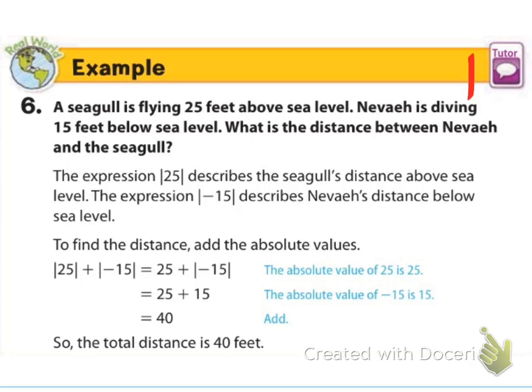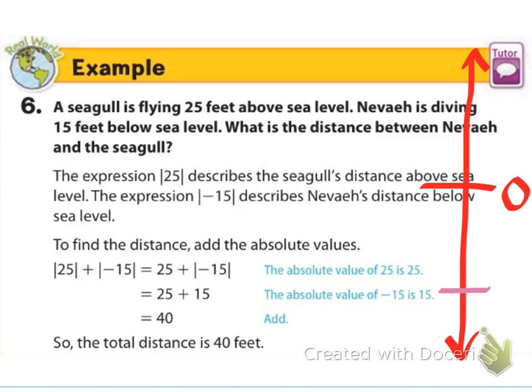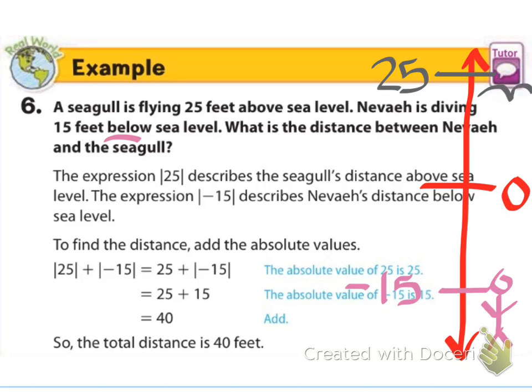All right, I'm going to draw my little picture here. So sea level is at 0, okay? And the kid is diving in, and he's gone down to negative 15, because below sea level means negative 15. So this is the kid, okay? And then the seagull is 25 feet above. So that's positive. You were not expecting this kind of artistic ability.